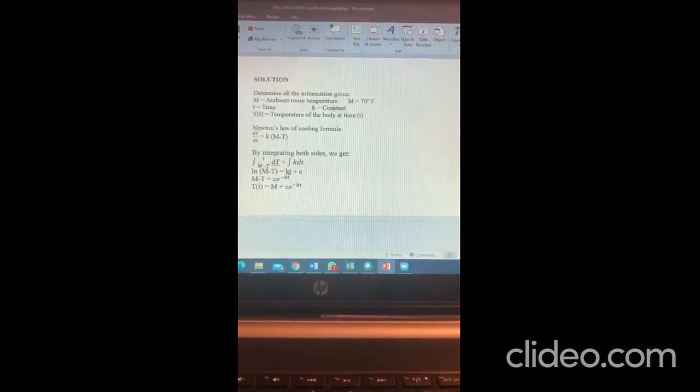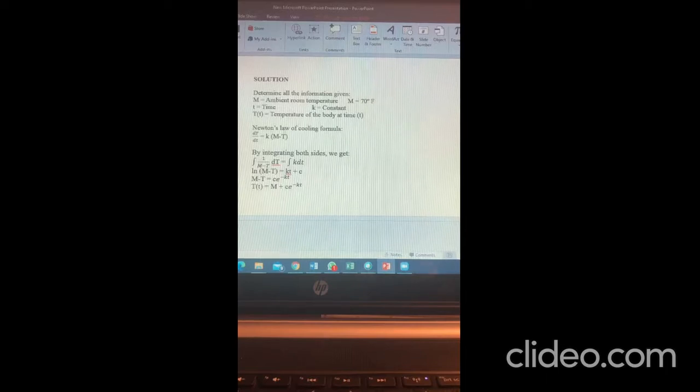And this is the solution. Determine all the information given. M is the constant room temperature, which is 70 degrees, t is the time, and k is a constant, and T(t) is the temperature of the body at time t. As we know, according to Newton's law of cooling, the rate of change of a body temperature at a constant temperature M is proportional to the difference of temperature of the body and its surrounding, M minus T.